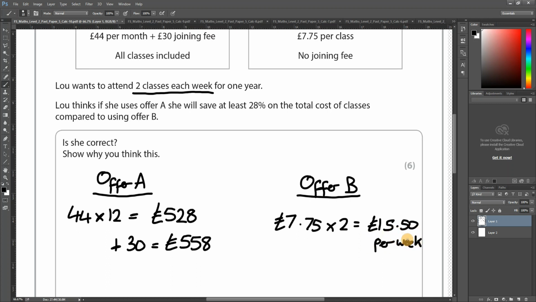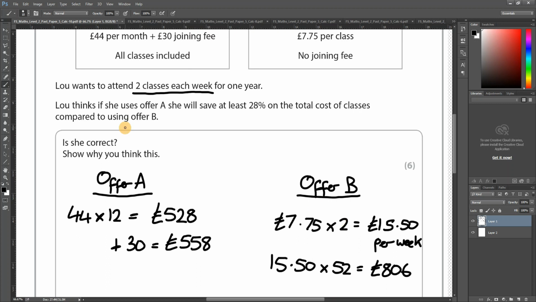I think it's a good idea to write what it's for as well. So that's per week. And hopefully you should know that there's 52 weeks in a year. So let's do 15.50 times 52. This will be for the whole year. And that gives me 806. That's going to be in pounds. So that's offer A and offer B done.